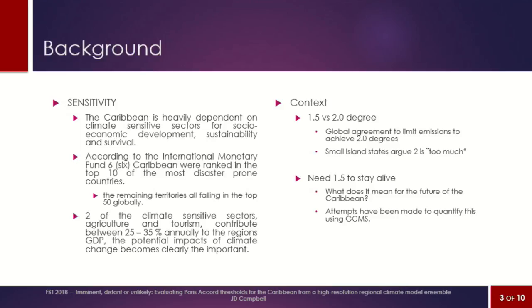And a bit of context, the 1.5 versus 2 degrees. The globe had set this target that 2 degrees is where it should be at the end of the century. And when we talk about 2 degrees, we're talking about 2 degrees when compared to pre-industrial levels. That pre-industrial level is the period from 1860 to about 1900. So 2 degrees above that period, right? But the small islands agreed that 2 was too much, right? And as you saw before, they said it needed 1.5 to stay alive. Now, needing 1.5 to stay alive, what does it mean for the Caribbean?